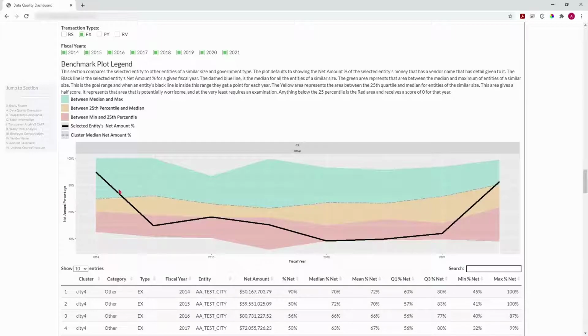We can see here that for all these fiscal years, our test city is not earning any good scores, because they've provided a fairly poor level of detail to their transactions. The way for this entity to improve its score is to resubmit reports and provide actual detail as to who the vendor is in its expenditure transactions. This will dramatically improve this entity's score. The goal is to get above this median because that means the entity is providing a fairly high amount of detail compared to its fellow entities.